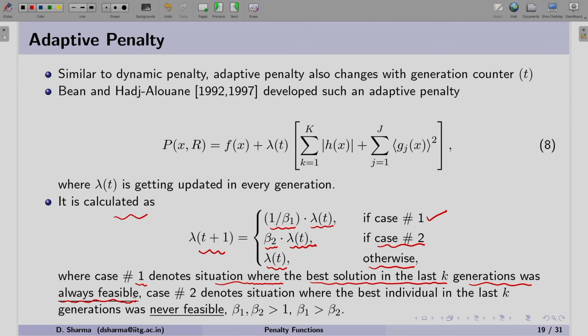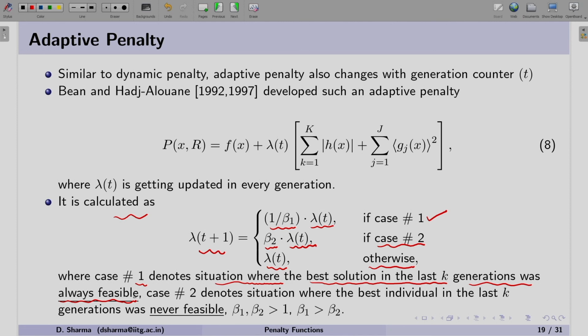So, in this case, suppose we are running an EC technique and we have taken, say, k equals 6. From the last 6 generations, if the best solution is always a feasible solution, then in that case we will be using case 1.